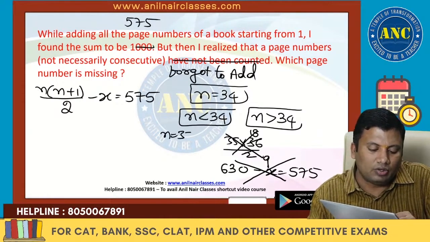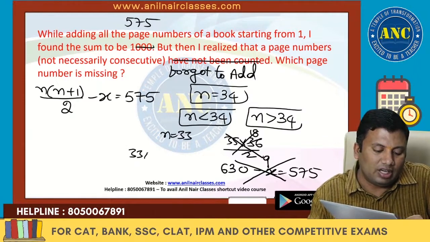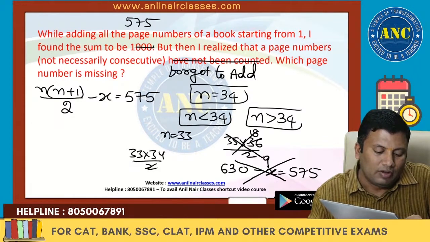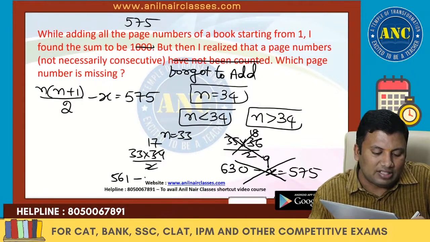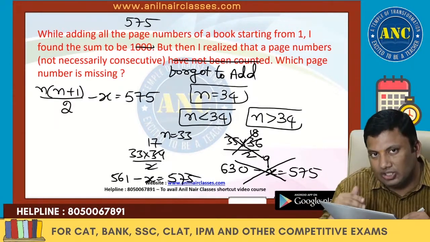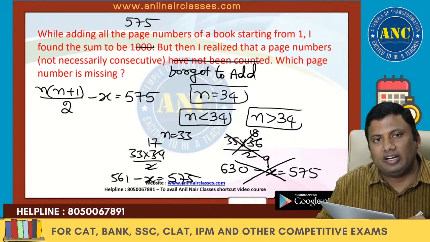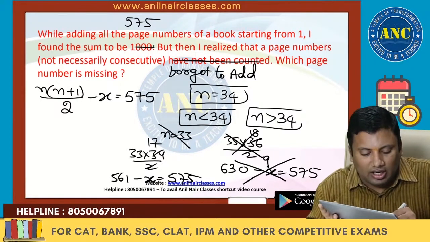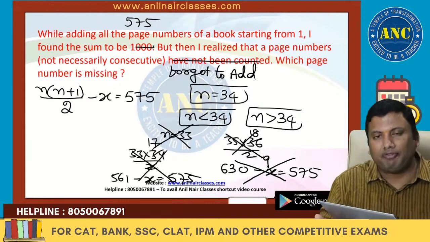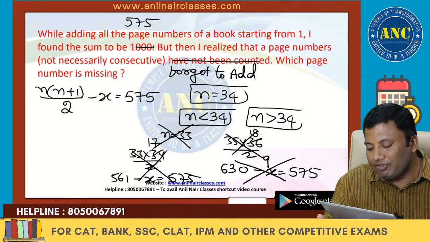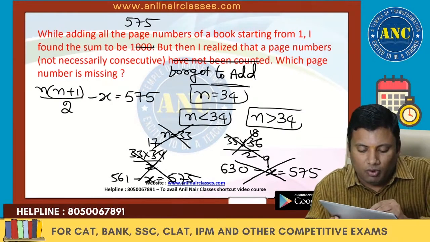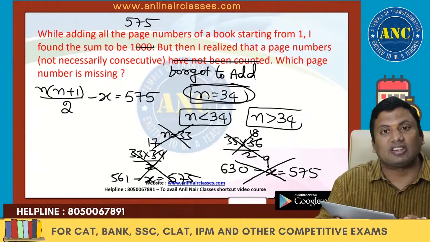N equivalent to 33: 33 into 34 by 2 is 17 into 33, which is 561. 561 minus x is 575. On 561, if you remove a positive value, you will get 575? That is also illogical. N less than 34 is not possible, N greater than 34 is not possible. The only value that is possible is 34.